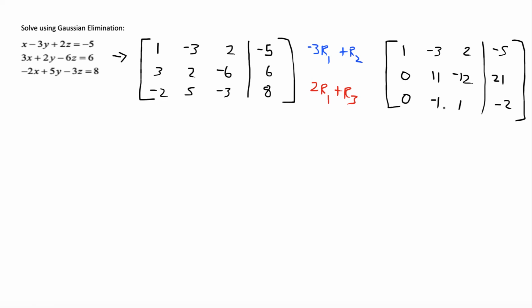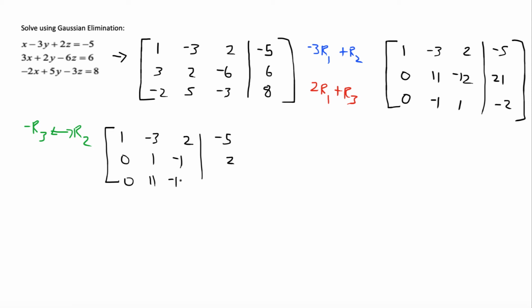But notice in the third row, it's already a 1. Well, it's a -1. But we can do a row operation on that. We can multiply row 3 by -1, and then switch it with row 2. So what's going to happen once we do that? We know row 1 doesn't change, but I'm going to multiply row 3 by -1 and then switch it with row 2. Notice what happens here. We get a 0, 1, -1, and a 2, and 0, 11, -12, and 21. So that's good.